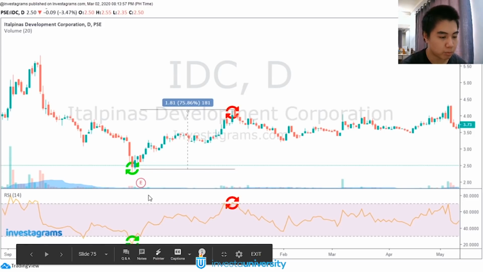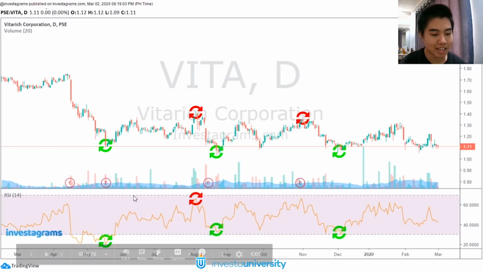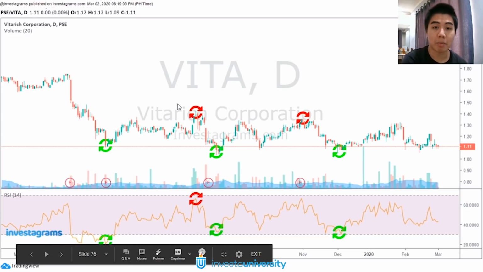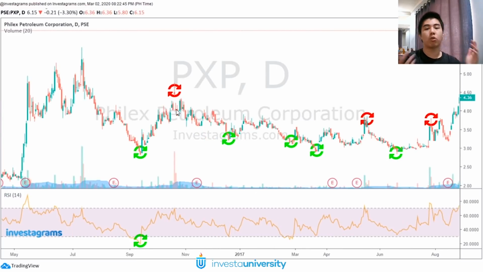So pwede yan, buy pag oversold, sell pag overbought. Yung maganda pa kitang example, si Vita. Diba? So very basic strategy lang kasi ito eh. So applicable siya pag sideways trend. Yung basic natin na buy pag oversold, sell pag overbought.